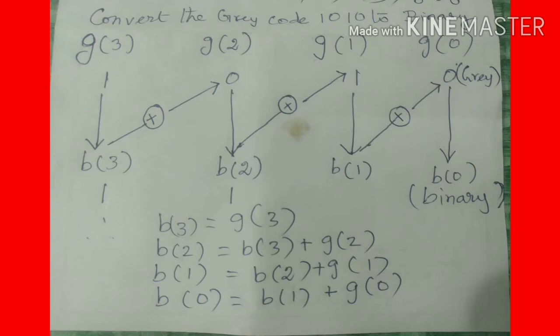Then B2 value 1 is added to G1 value 1. We get 0. Then B1 value of 0 is added to G0 value 0. Then 0 and 0 is added. We get the value of B0 is 0. Therefore, we get the answer 1100 as the binary value.